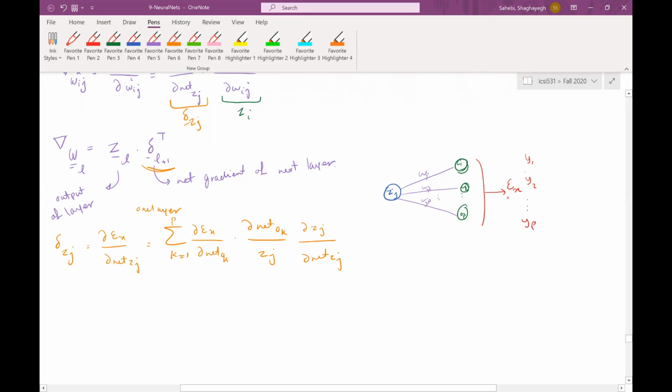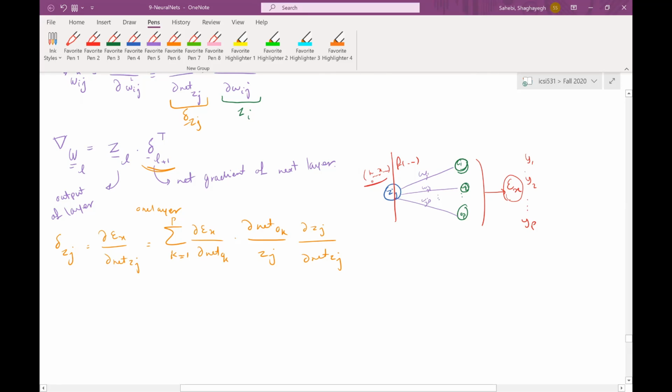You want to calculate the gradient of error with respect to net zj, right? So net zj is here, right before the activation function for this layer. So we have this calculation of W something, X something for zj, and then we apply the activation on top of that, right? So we are calculating the derivative of this with respect to this.